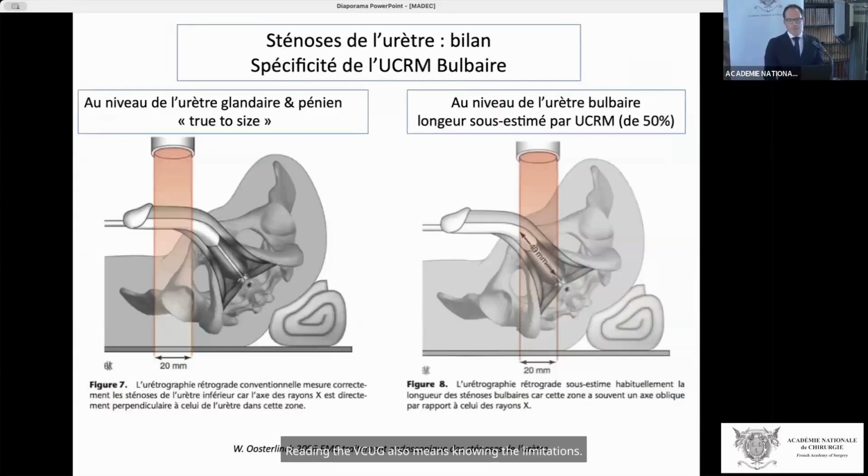Reading the VCUG also means knowing the limitations. These are images taken at a 3/4 angle. And so at the level of the bulbar urethra, we have an overlap of the obliquity of the bulbar urethra. The image we'll get on the voiding cystourethrogram is minimized compared to the actual size of the stenosis. We estimate on average that we need to increase the stenosis sizes measured on the voiding cystourethrogram by 2 to get the actual stenosis, which is not the case at the level of the penile urethra. However, on the penile urethra, it's important to pull well on the penis because it's an elastic organ, to get the actual length of the stenosis.